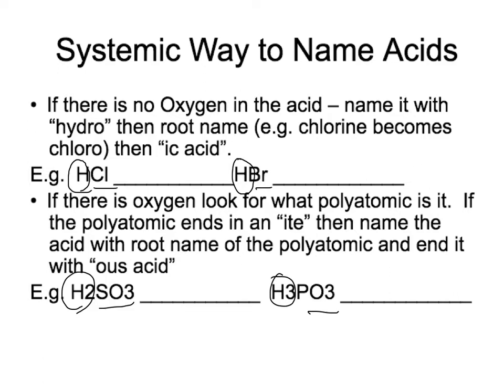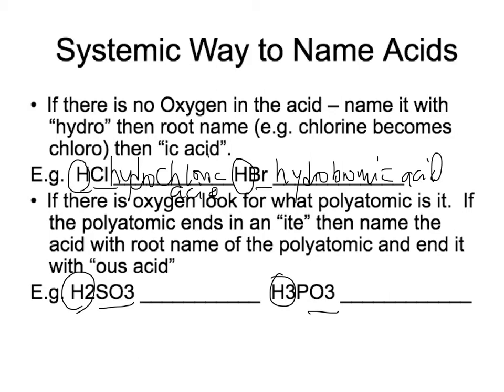If there is no oxygen in the acid, you name it with hydro, then its root name, so chlorine becomes chloro, and then ic, acid. So this is called hydrochloric acid. This is called hydrobromic acid. Now, before this, you would have named this hydrogen chloride and hydrogen bromide, and that's actually not incorrect. It's just that if you're going to name it as an acid, this would be the acid name.